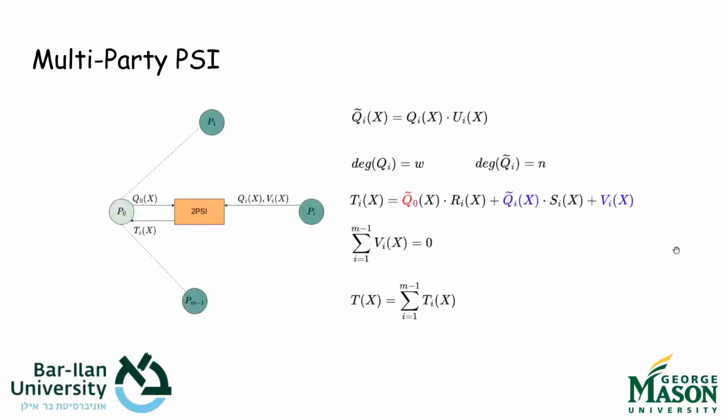At a high level, we have a designated center party called P0, and P0 and each Pi perform a modified two-party PSI protocol. After each execution, P0 receives Q0 Ri plus Qi Si plus Vi, where Ri, Si, Vi are random polynomials. On top of that, Vi is chosen by all the parties such that the sum of all Vi is 0. After the pairwise two-party PSI executions, P0 obtains the polynomial T that encodes the intersection of all the input sets. P0 will then send T to all other parties. The correctness is then enforced by the watchlist.